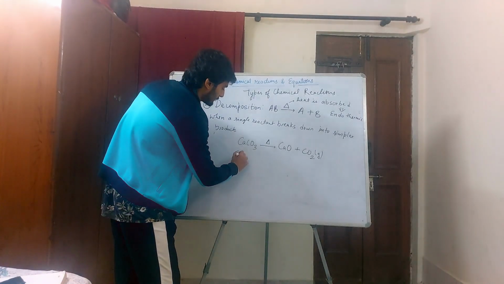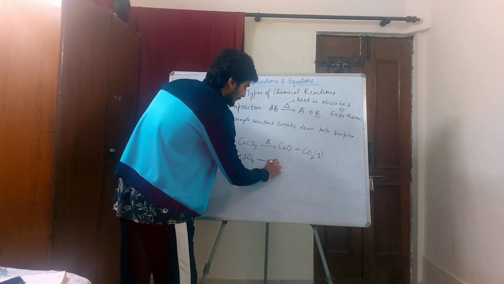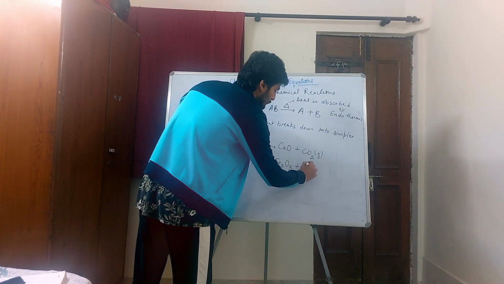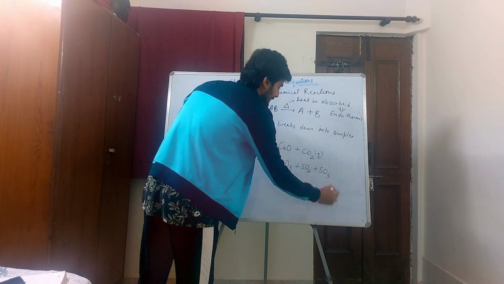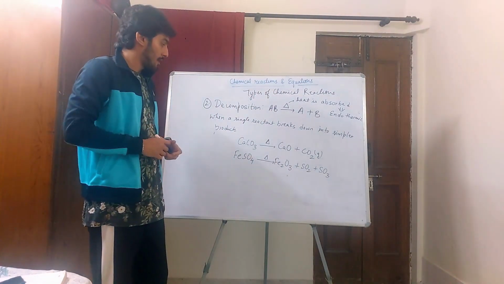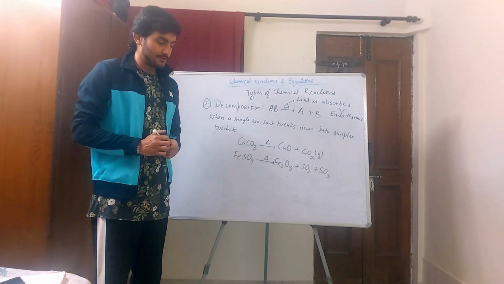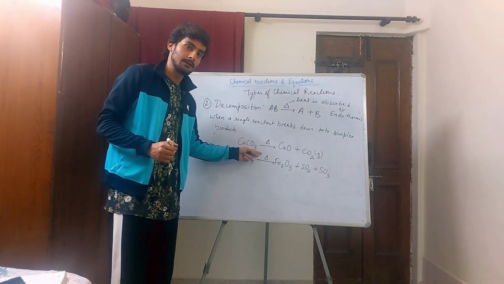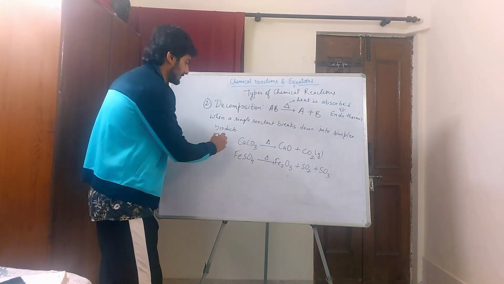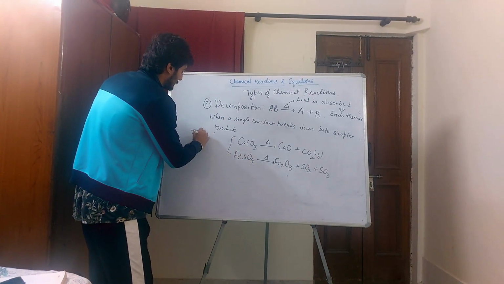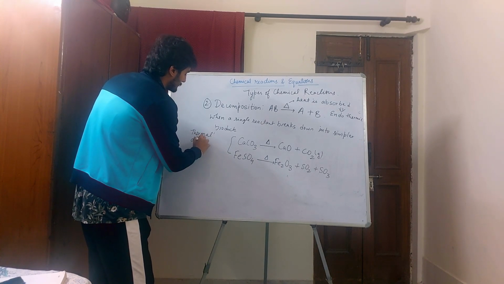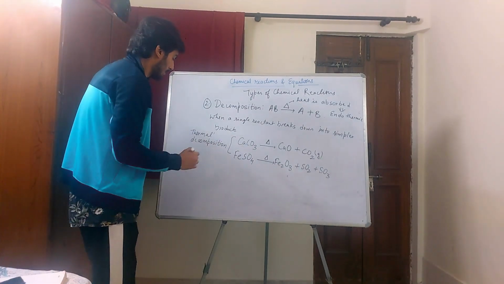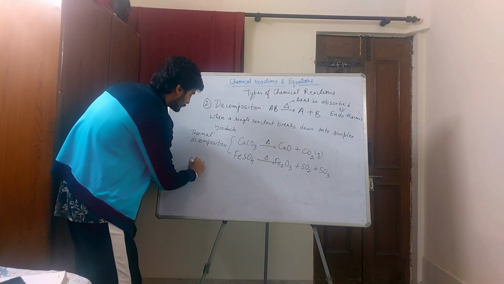Another example we could take of FeSO4. When we heat it, we get Fe2O3 plus SO2 gas plus SO3 gas. This is the second example. Also, this decomposition reaction can be of three types again. So where we have this triangle symbol, that is your thermal energy. So this is your thermal decomposition reaction, thermal decomposition. We can also have electrolytic decomposition.